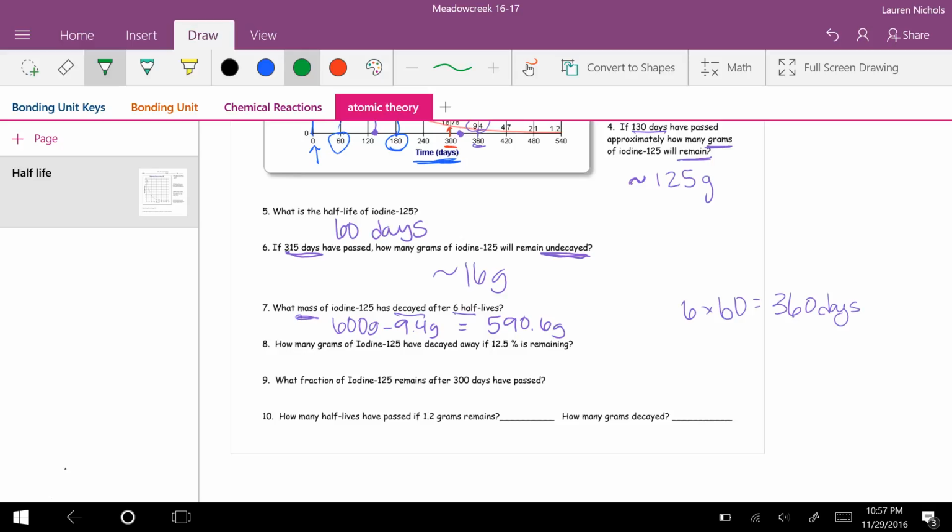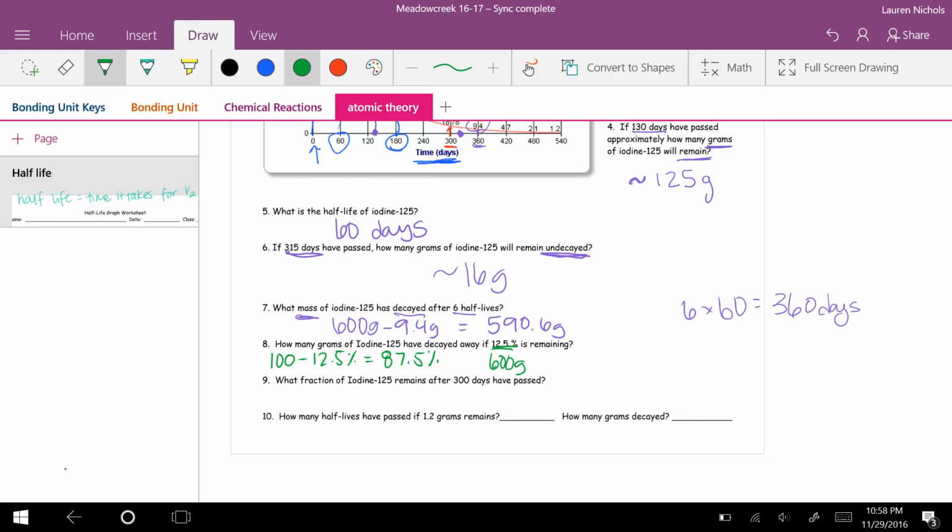Problem number 8 says how many grams of iodine 125 have decayed away if 12.5% is remaining? Well, we know that if 12.5% is remaining, that 100 minus 12.5% will give me the amount that has already passed by. So if we do that math problem, we will get that 87.5% has already decayed away. And now we need to figure out, okay, well, what is 87.5% of our initial 600 grams?